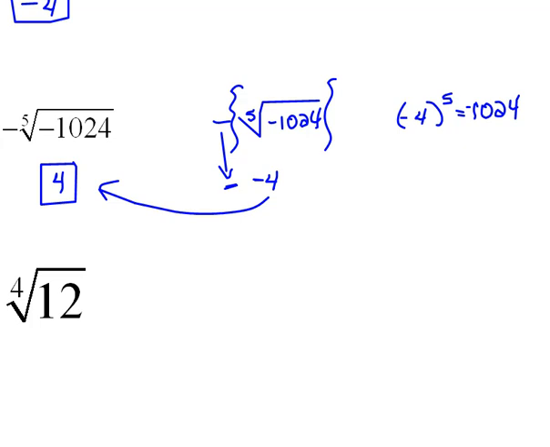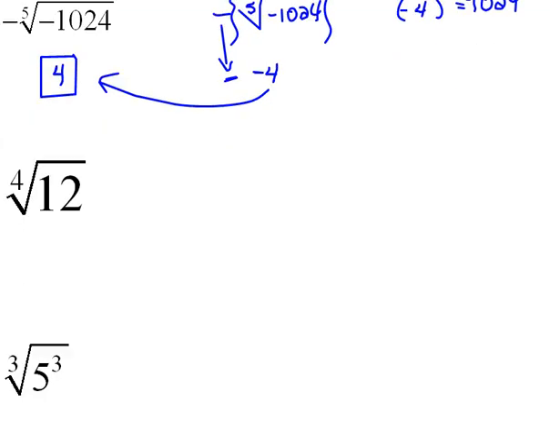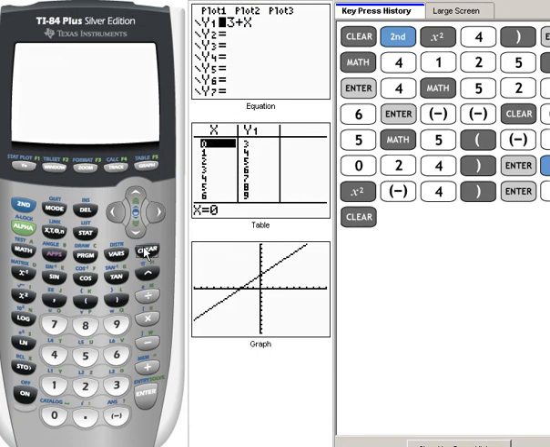Okay, so we're going to keep going. On some of these problems, it's going to specifically tell you to use your calculator. Some of them it won't. But for instance, on this problem, the fourth root of 12, it's going to tell you to use your calculator and round to the nearest hundredth position, because this is not going to come out as a nice, beautiful number. So again, let's go to our calculator.